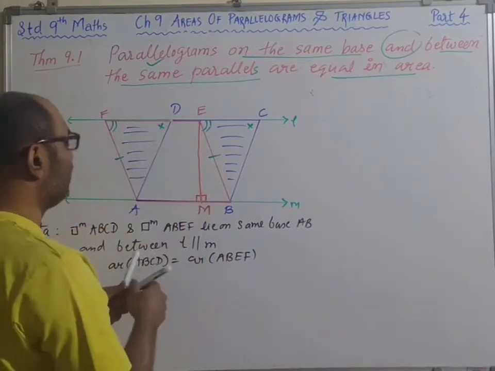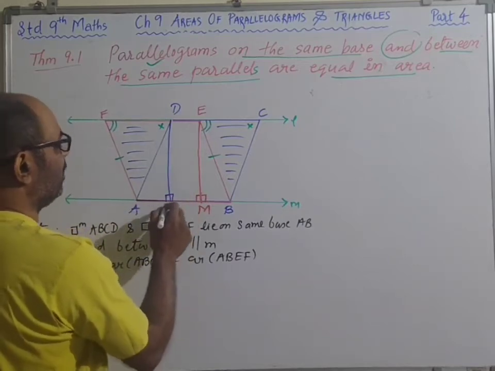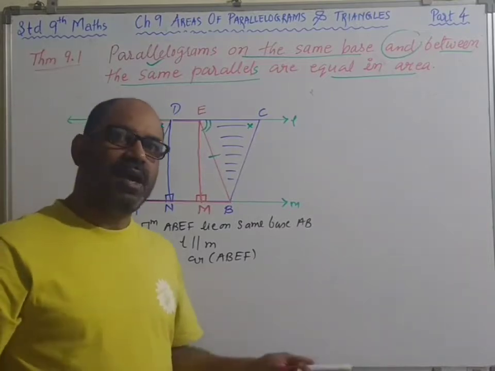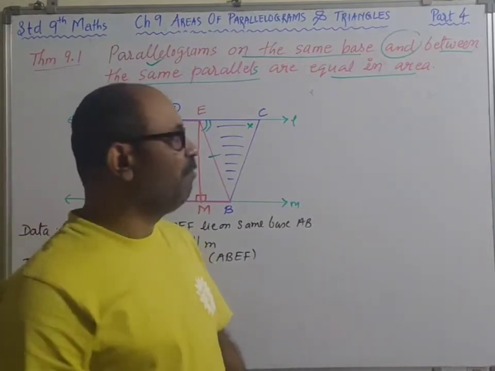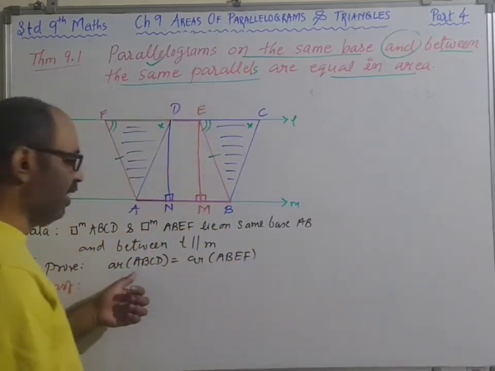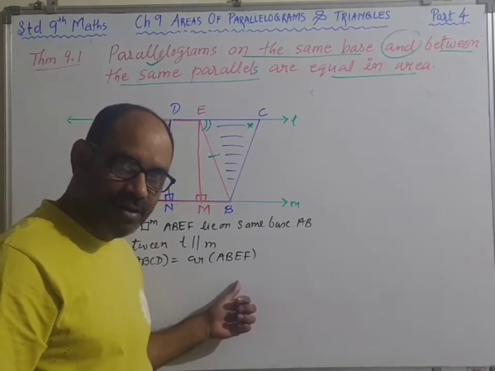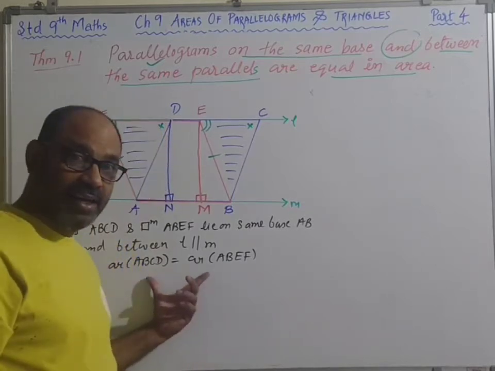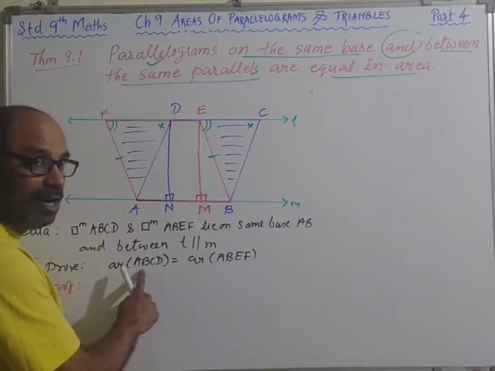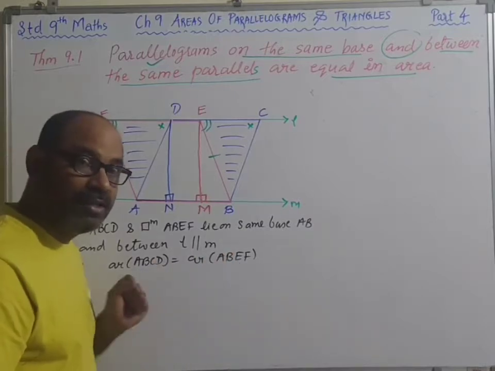Same way, from vertex D, if I drop another perpendicular to the base AB, then that is DN. Alright? Why have I dropped perpendiculars? They are altitudes. Then what is the formula to find the area of a parallelogram? Yes, base into corresponding altitude. So first I'll find the area of parallelogram ABCD. Then I'll find the area of parallelogram ABEF. Then we have to show that their areas are equal. That means their ratio will be 1. Area of parallelogram ABCD upon area of parallelogram ABEF is equal to 1. That is what you will have to prove.